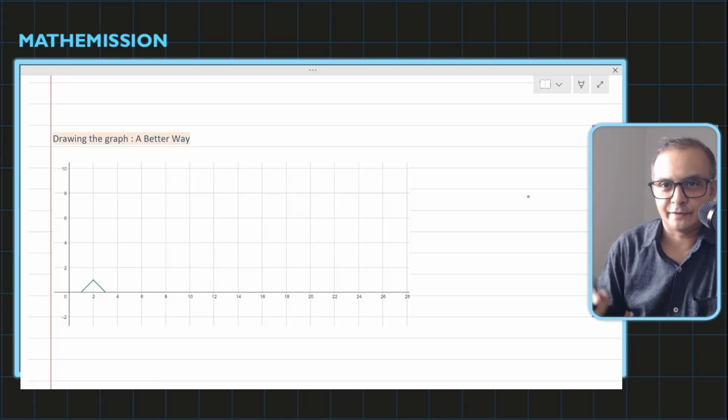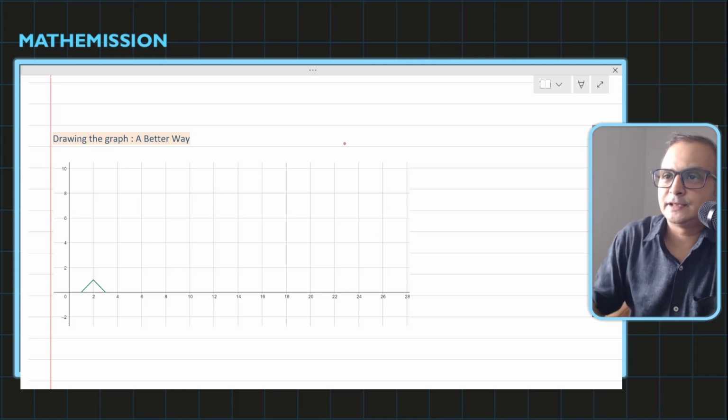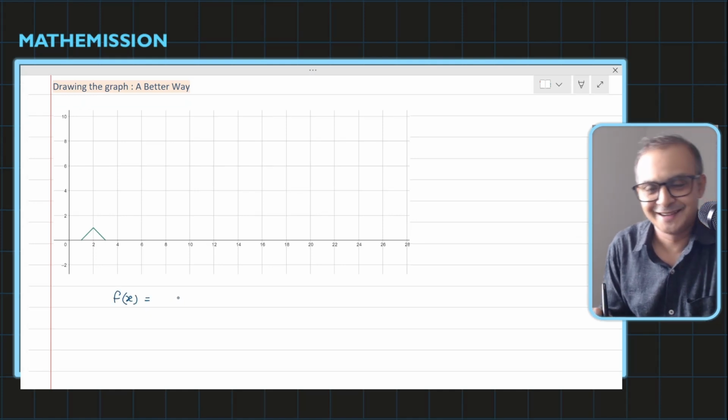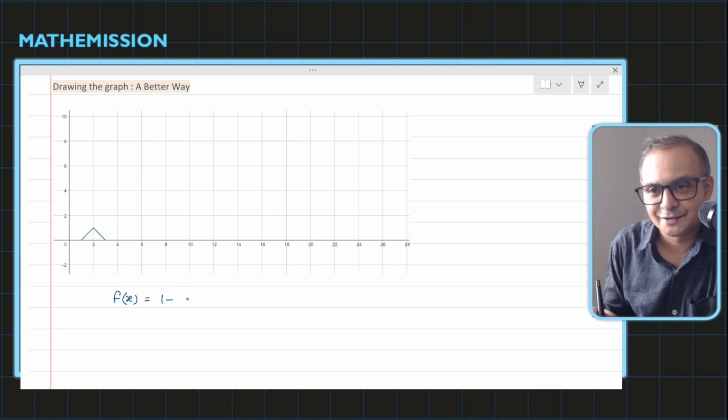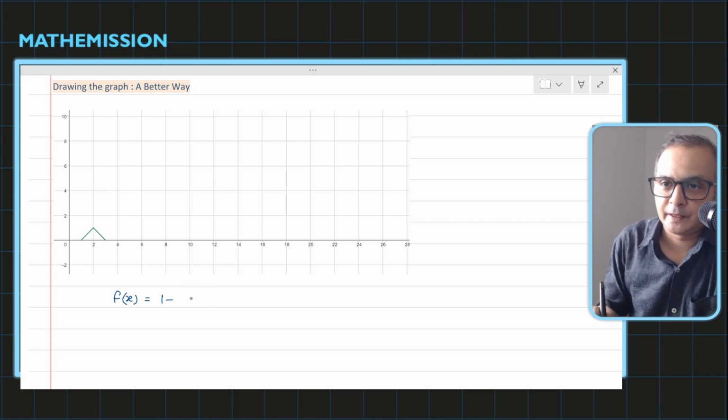So here is our graphical approach, the second approach. As you can see, there is no such big deal in drawing a graph of this function. I have already drawn it to make life simpler. So I have 1 minus modulus of x minus 2, from x equals 1 to 3.